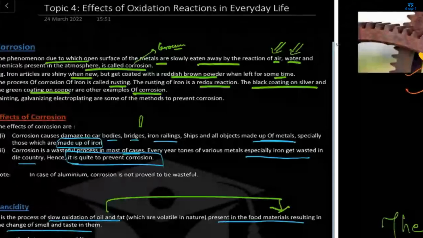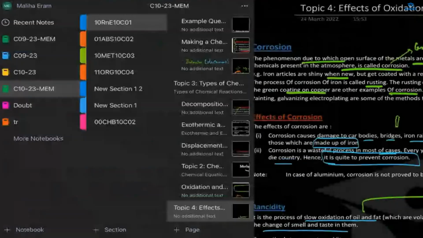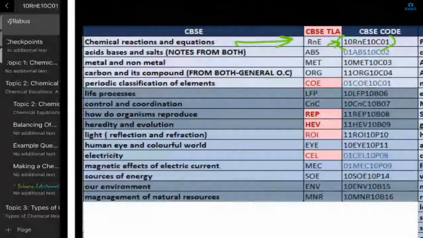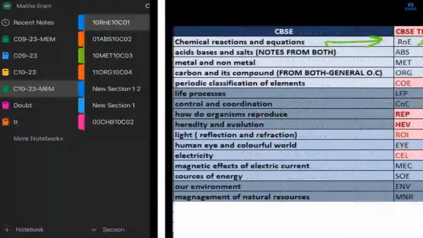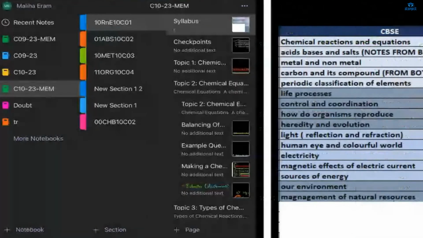And so this was the last topic of this unit. In the next class, we will start with acids, bases, and salts. There are many reactions present in acids, bases, and salts. Okay, but it is easy.